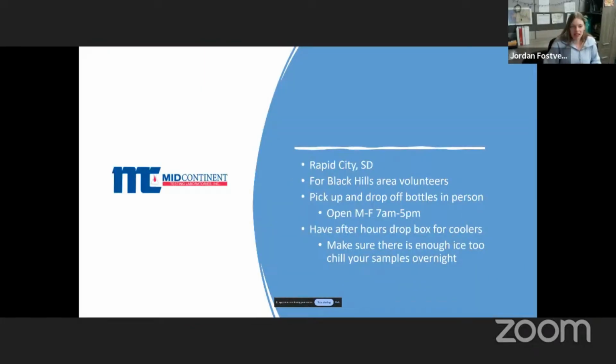We also use Mid-Continent Labs there in Rapid City, South Dakota. That's just for Black Hills area volunteers. You could walk in person to pick up your bottles and drop off your samples. They're open Monday through Friday, 7 a.m. to 5 p.m. They do have an after hours drop box where you can place your cooler inside, but you do need to make sure there's enough ice to chill your samples overnight, especially through hot summer temperatures. If those samples get too warm and they take the temperature in the morning and they're too warm, they won't analyze them.